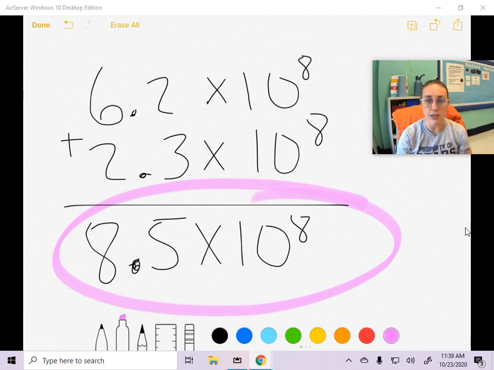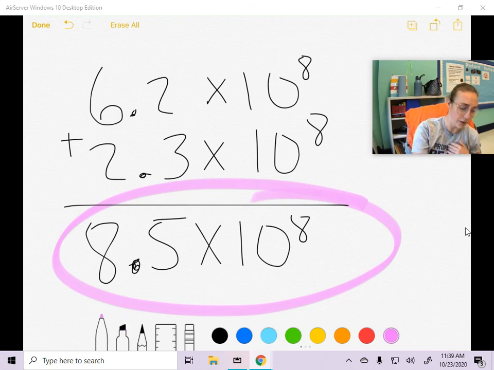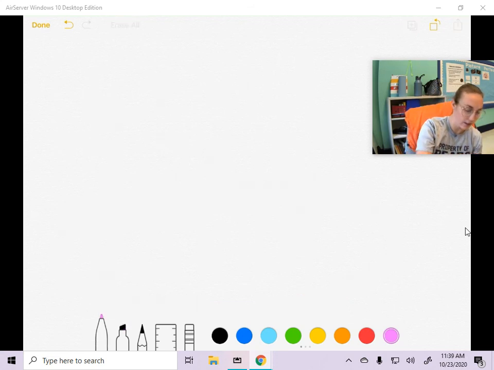Another way you can do it is you can change both numbers into standard form, and then you can add them, and then you can change it back into scientific notation. I can do that for you real quick as well. Let's start with 6 and 2/10, and we're going to multiply that by 10 to the 8th power.